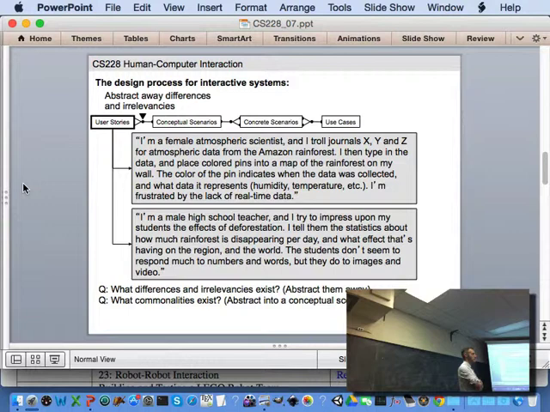Yes. They want visual representations, right? We just finished a section on visual design, right? If you're showing them tables of numbers, forget it. Okay? Would Gapminder be okay?